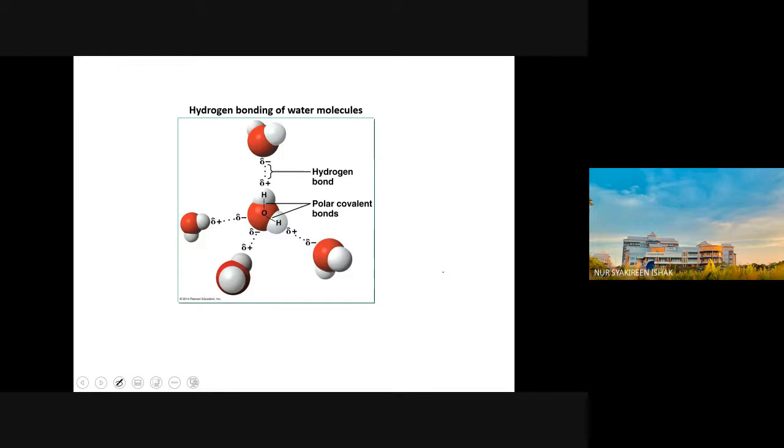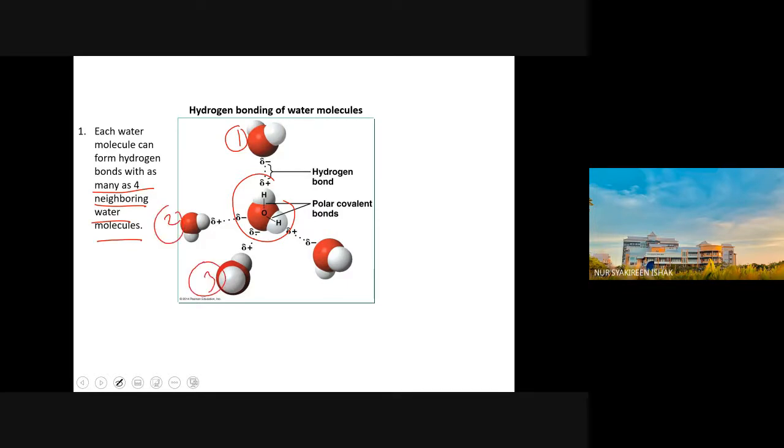Hydrogen bonding of water molecules. Number one, each water molecule can form hydrogen bonds with as many as 4 neighboring water molecules. So remember that, one water molecule forms 4 hydrogen bonds with another 4 water molecules. Remember, you have to draw a hydrogen bond using a dotted line. Never draw with a straight line.